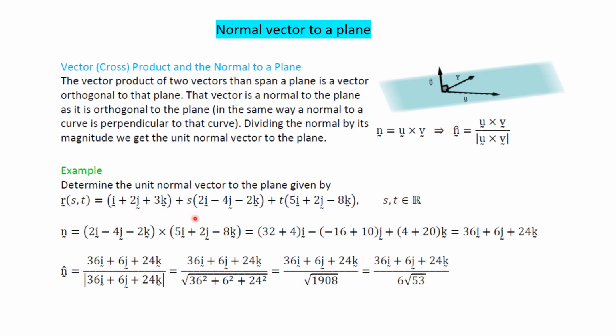Okay, let's look at this example. The formulas are not hard to use, but you need to know how to identify the important information. So if you have a vector equation of a plane, you need to be able to identify that these two are the direction vectors. All you need to do now is take the cross product between them. And once you have that, you take that vector n divided by the magnitude to get the unit vector.